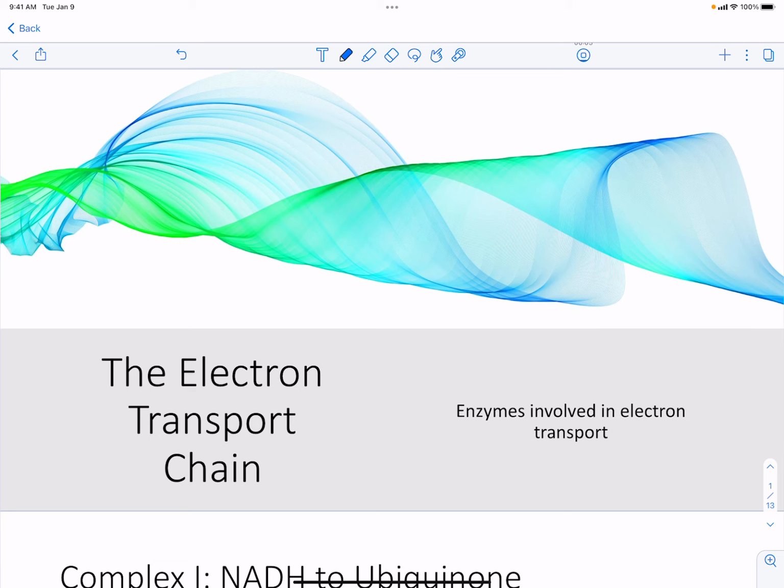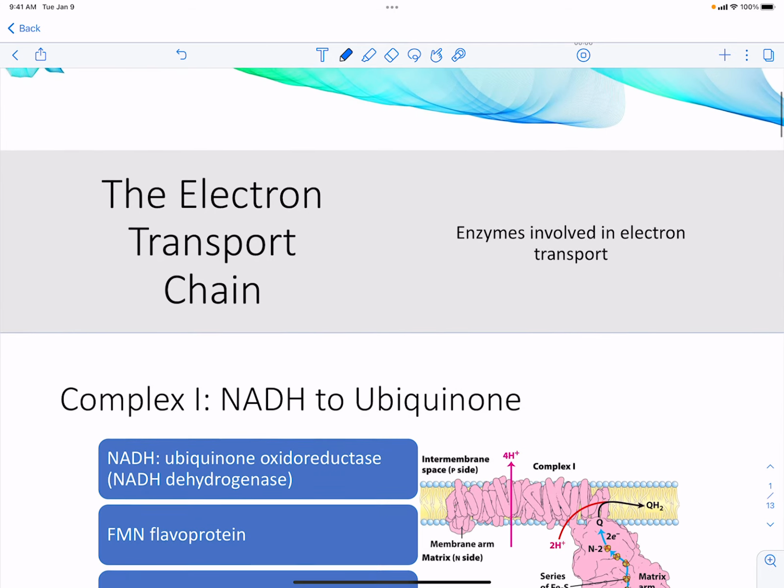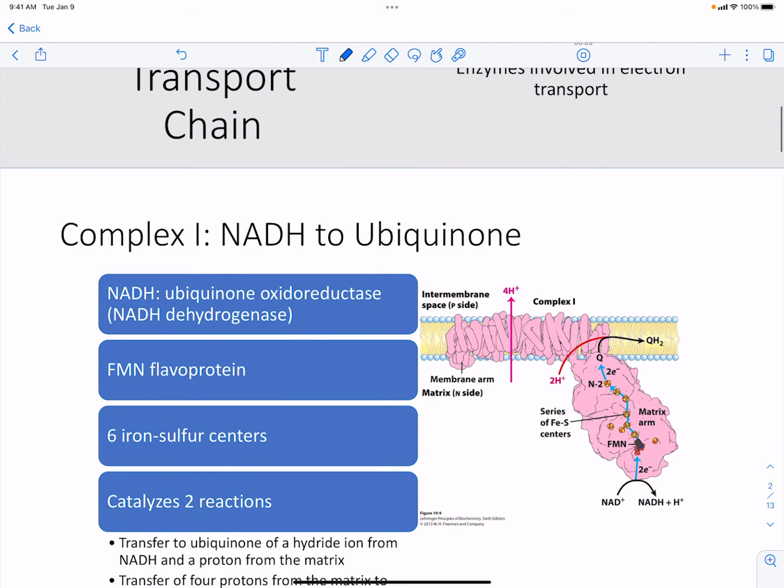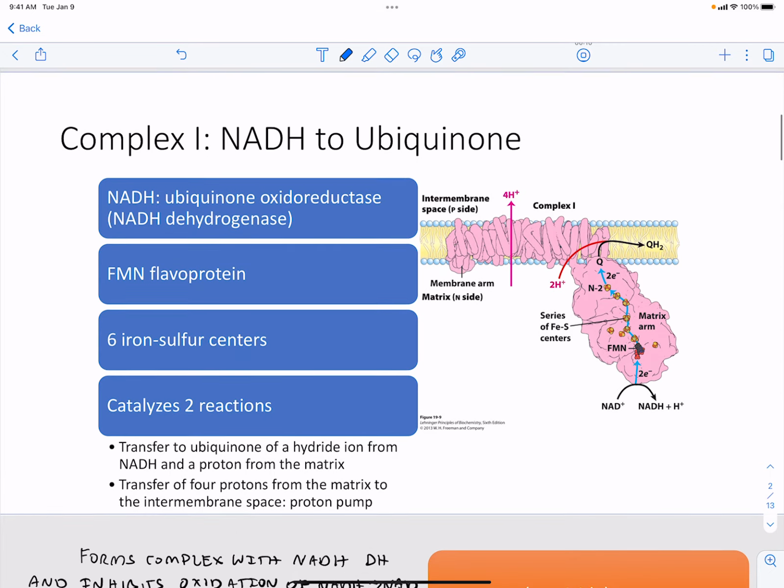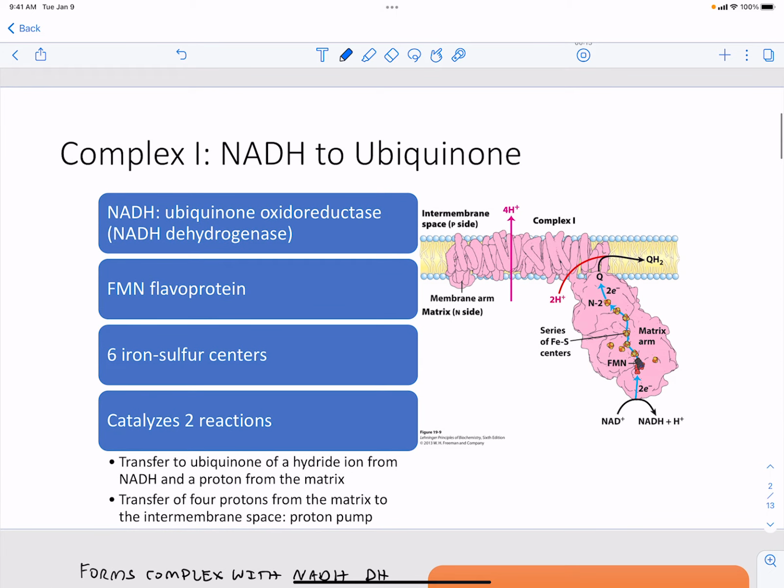All right, so here we're going to talk about the electron transport chain. The electron transport chain is made up of several complexes, and we'll go through each of these complexes. Complex 1 is really going to take all the NADH that you generated in the TCA cycle and transfer those electrons into the electron transport chain.